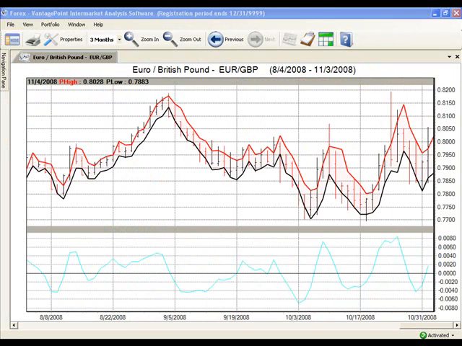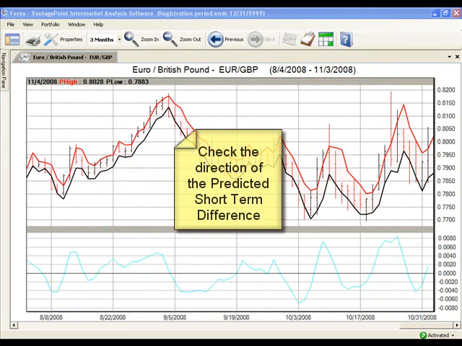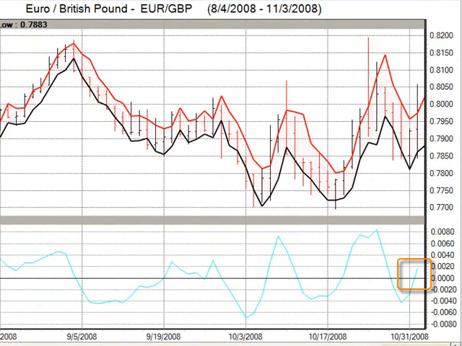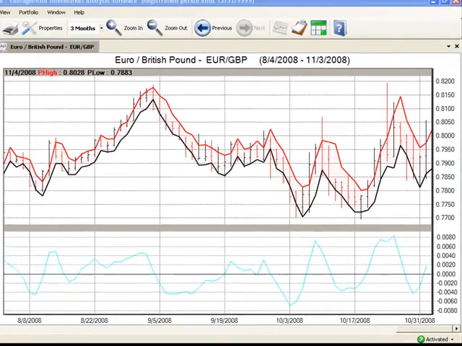The first step in identifying a possible day trading opportunity is to check the direction of the predicted short-term difference line. If the line is pointing up, as our example shows, then this is an indication that VantagePoint is predicting strength in the market for the next trading day. Conversely, if the line is pointing down, then this is an indication that VantagePoint is predicting weakness in the market for the next trading day.